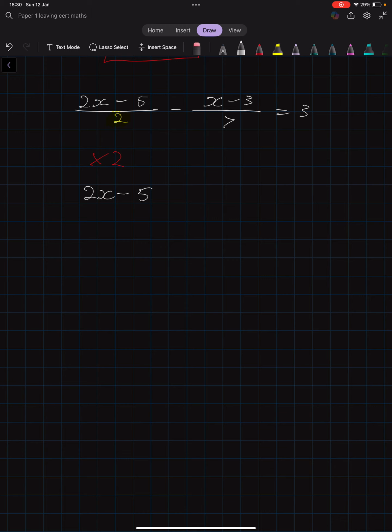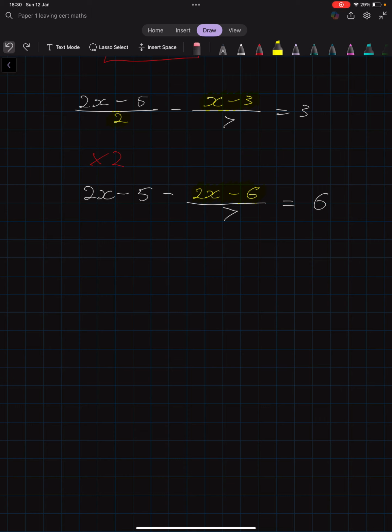We get minus, multiply the next one by 2, it's going to be 2x minus 6 over 7 equals 3 multiplied by 2 is 6. So I've just multiplied everything by 2. 2 multiplied by x is 2x, 2 multiplied by minus 3 is minus 6, and that's where this came from. I just multiplied this by 2 to get that. Hopefully everybody sees that.